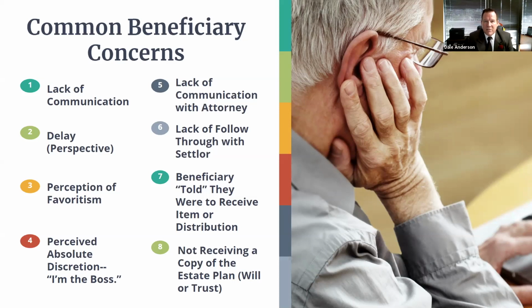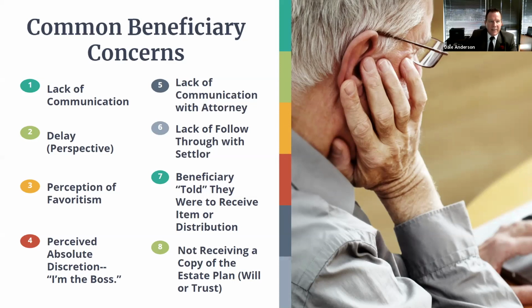Another beneficiary concern is delays. And sometimes that's just a matter of perspective. They don't understand the process. They don't understand that it takes a long time to do some of these actions. But the executor is the one that's going to have to field all those complaints of why is it taking so long? Why is it taking over a year since dad died? Why have I not gotten my distribution?